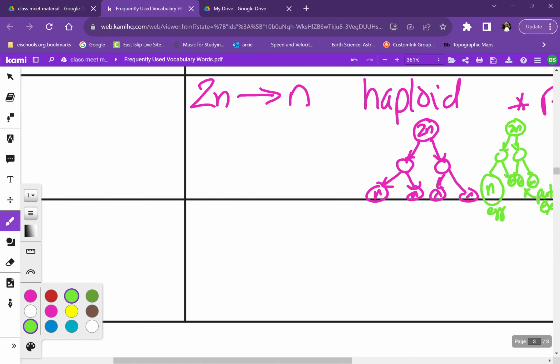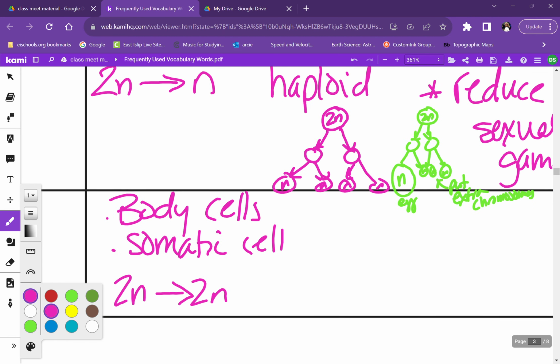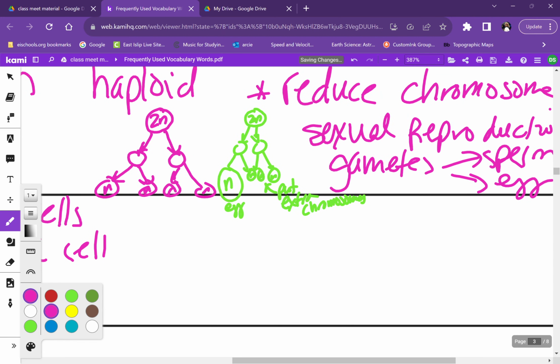Next one I have should be mitosis. Now, in mitosis, we're going to make body cells. Another name for a body cell is a somatic cell. This is different. I am 2N and I end up with 2N. Identical DNA, so identical genetic information.